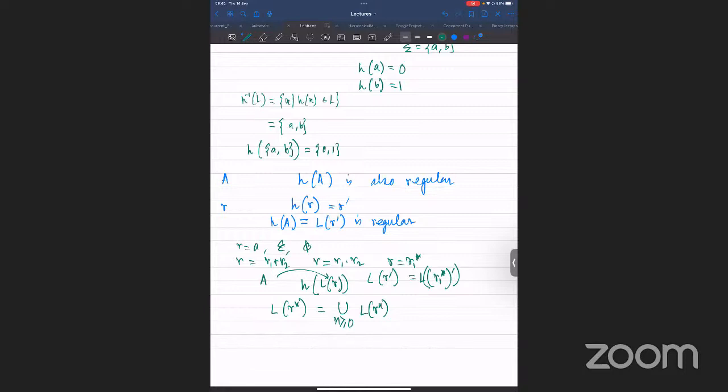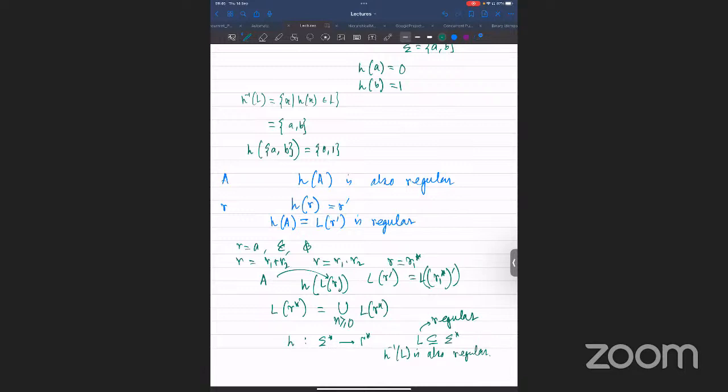And how do you show closure under inverse homomorphism? We talked about a DFA. Let's say you have the homomorphism H from sigma star to gamma star, and you have a language L, and we are saying suppose this is regular. And what we want to prove is that H inverse of L is also regular.